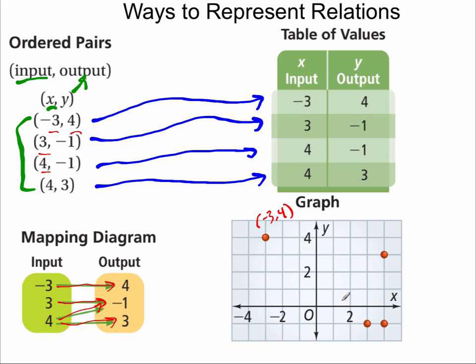The point 3, -1 means you're going to come over here 3 to the positive side of X, and then down 1. So this is 3, -1. The point 4, -1, you come over 4 and go down 1. So this is 4, -1. And the last one is 4, 3. So you're going to come over here to 4 and go up 3. So when I ask for the 4 ways to represent a relation, I want to see an ordered pair, a table of values, a mapping diagram, and a graph.